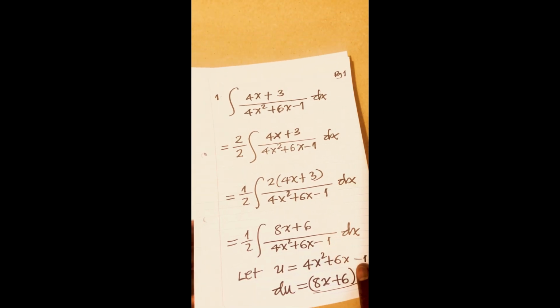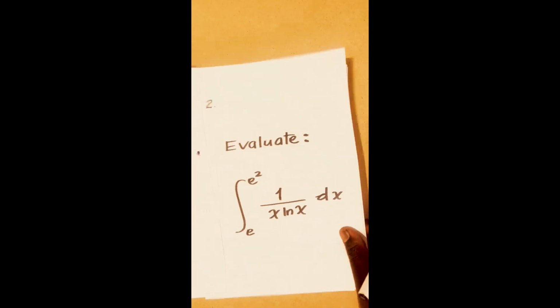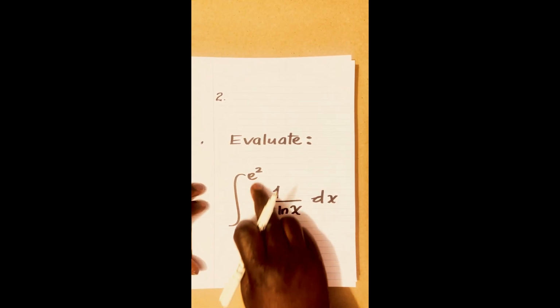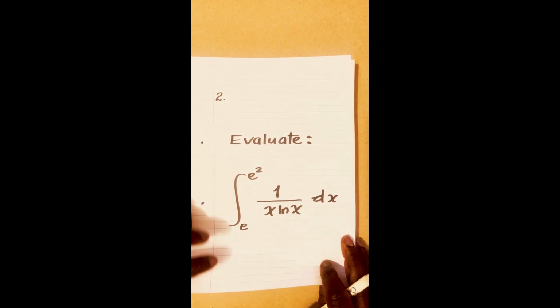Let's look at the second one now. The second integral I have for you in this one is the following. Definite one. Here it is. It's the integral from e up to e squared of 1 over x times natural log of x dx. The approach is as follows.